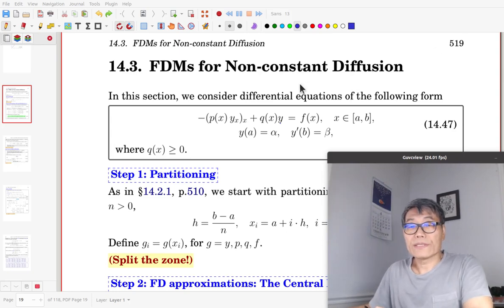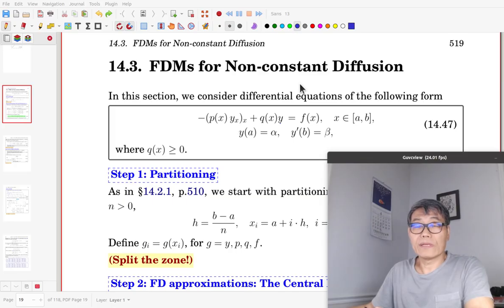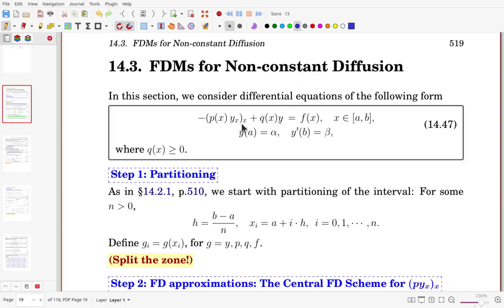In the last section, we studied finite difference methods. In this section, we'll apply them for differential equations of non-constant diffusion coefficients. Let's look at this equation. For this term, we rewrite here p y prime rather than sub x. We are using prime notation.